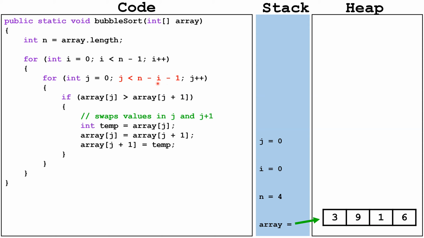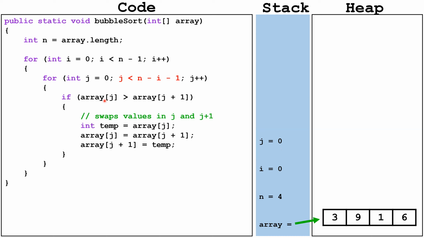The minus i part is we don't go completely to even the second to last one each time, because we're going to start getting sorted parts of the array, and we have to look at a smaller and smaller portion of the array each time we go through. And I'll demonstrate how that works in a little bit. So right now, j is less than n minus i minus 1, because n minus i is 4, minus 1 is 3, so j is less than 3.